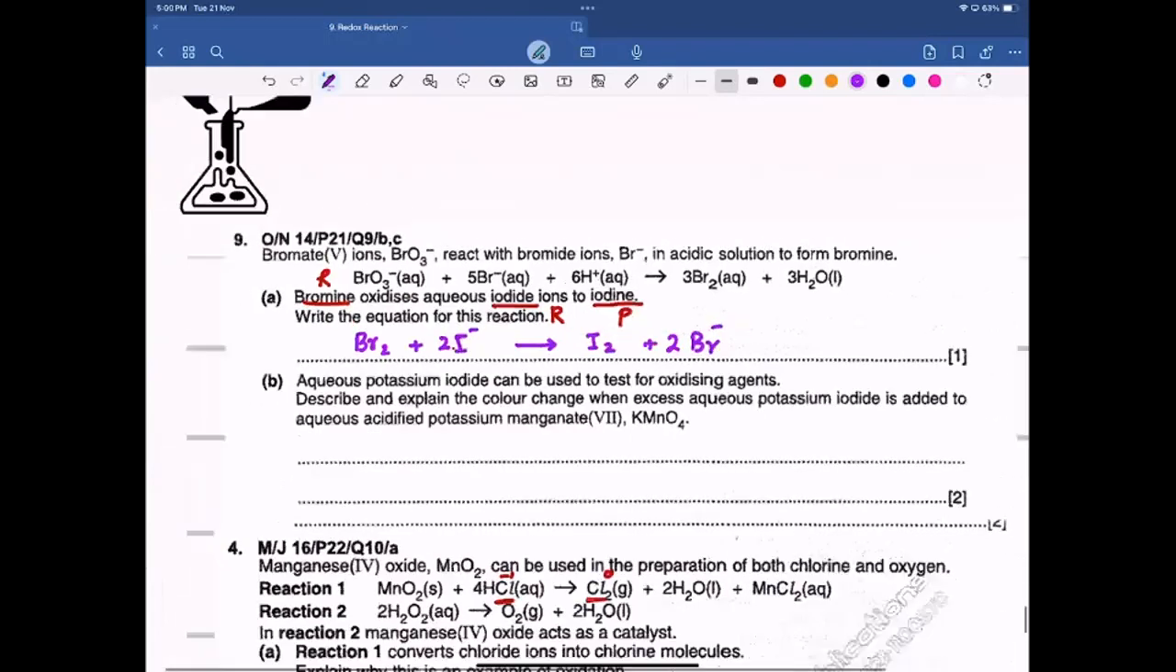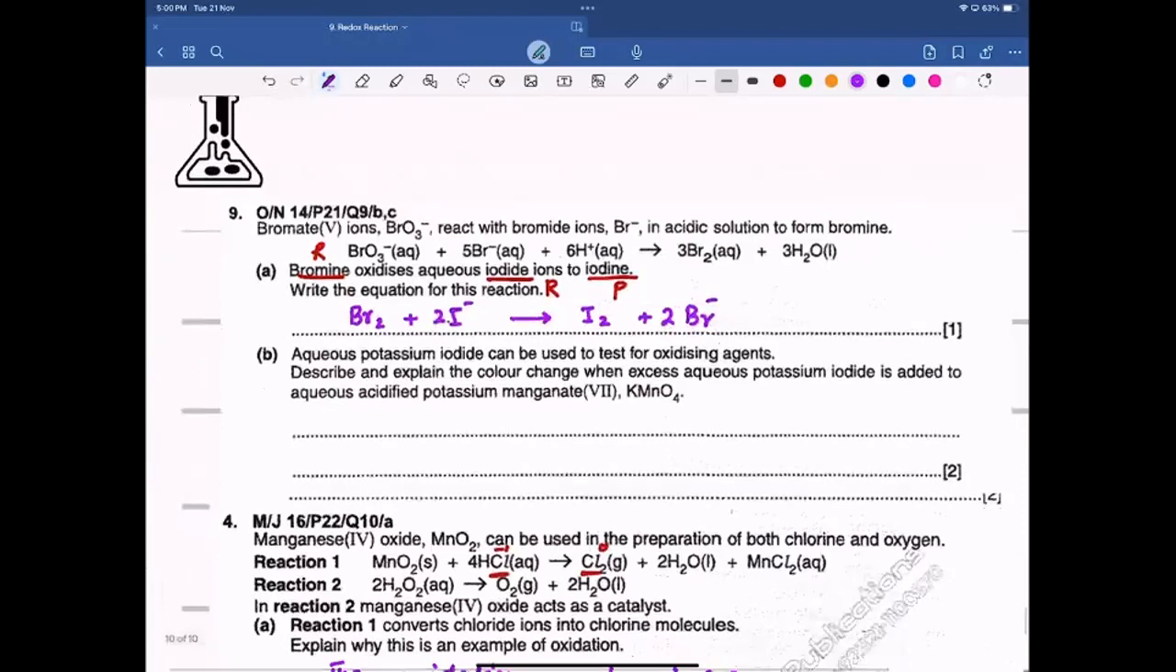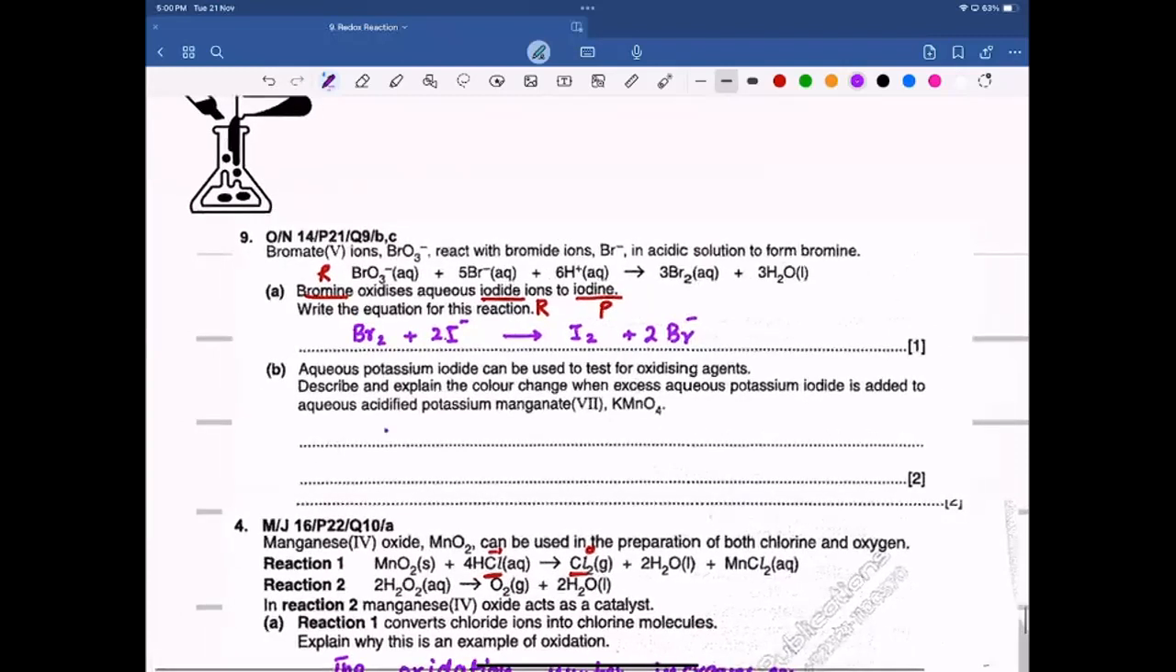Aqueous potassium iodide can be used to test for an oxidizing agent. Describe and explain the color change when excess aqueous potassium iodide is added to aqueous potassium manganate. From purple to brown, because we are adding it to KMnO4 which is already purple, and on reaction it turns colorless, and iodide is initially colorless, on reaction it turns brown. But where is the reason? Explain the color. Describe and explain the color change.